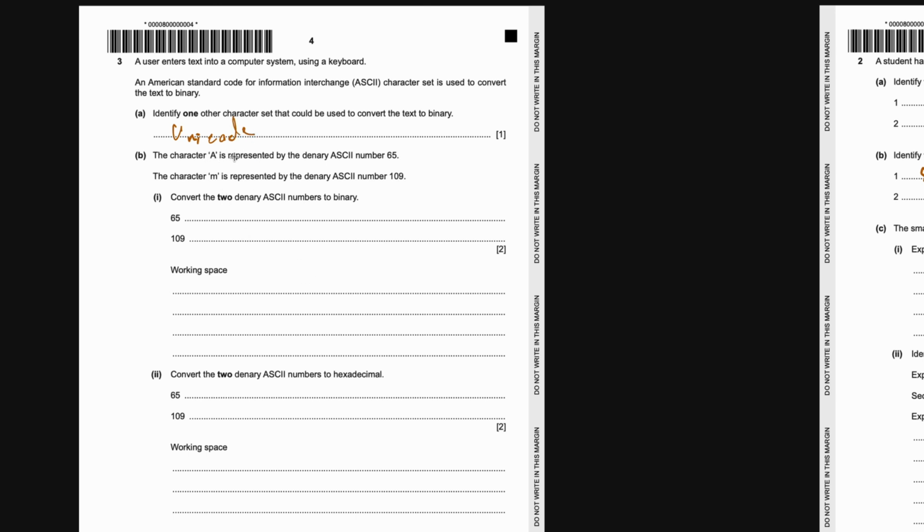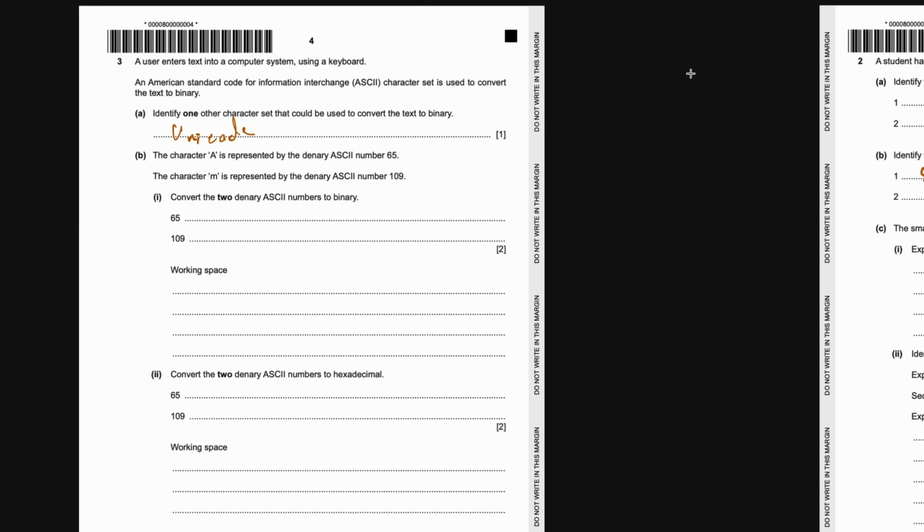The character A is represented by the denary ASCII number 65. The character m, this is capital A, the small m, is represented by the denary ASCII number 109. Convert the two denary ASCII numbers to binary. So basically 65 into binary.